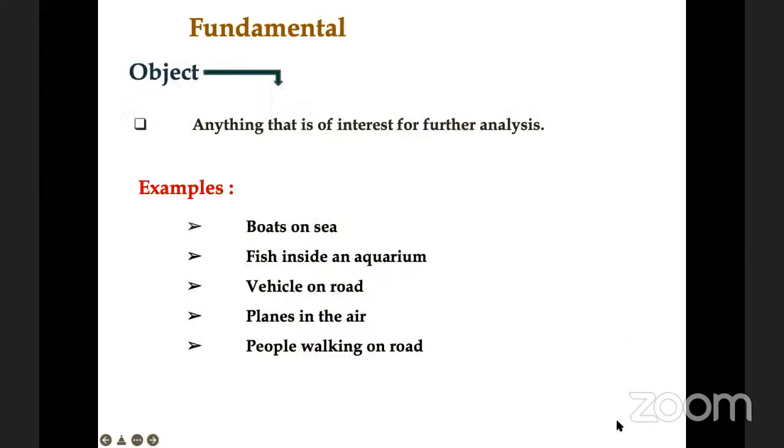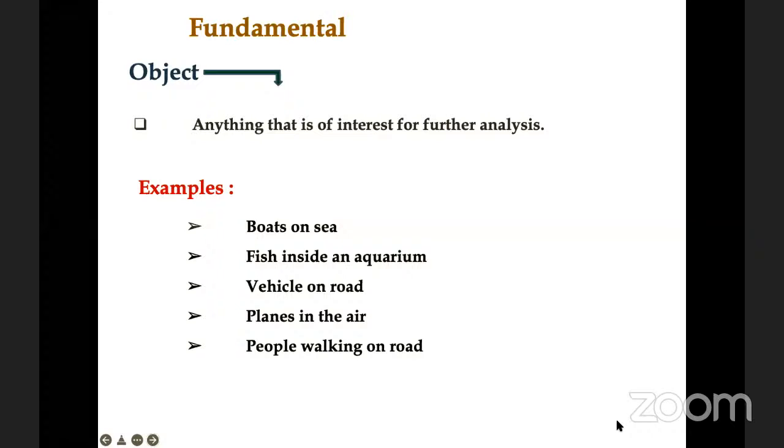Now let's go for the fundamental object. Let's start with one small problem. When we call something an object, what is an object? An object is something of interest to us. An example is boats on the sea. Now, just try to imagine along with me, you are seeing one boat on the sea, or you are seeing 10 boats in the vicinity of each other. What will be the difference?